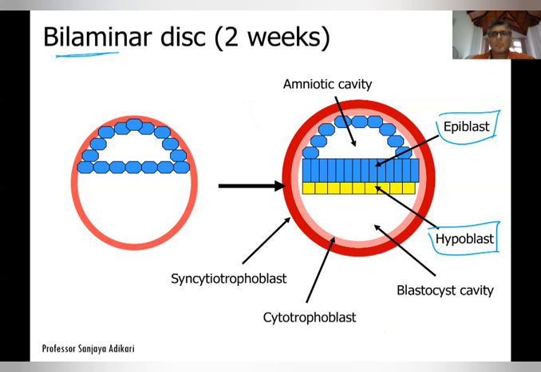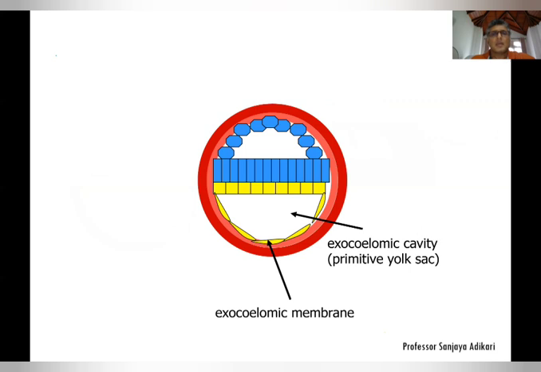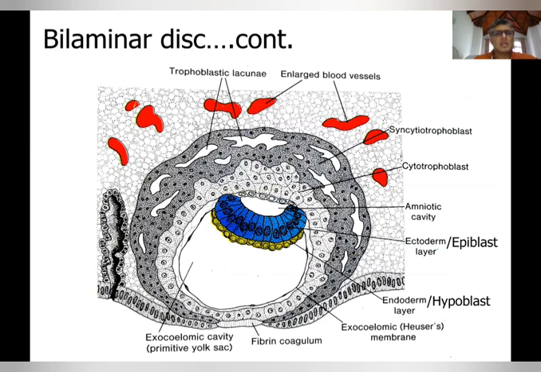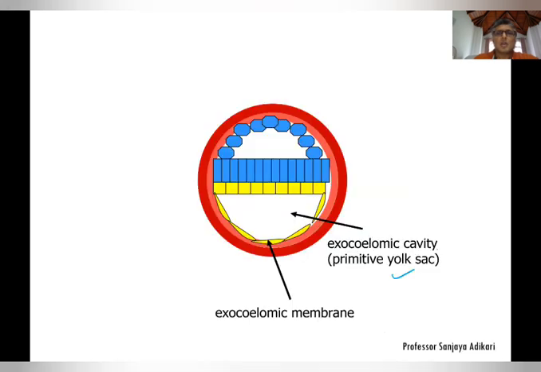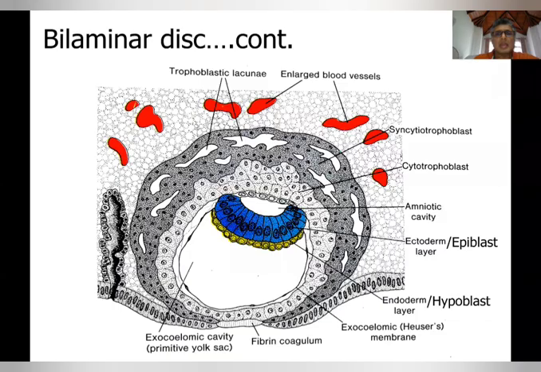Then this further develops. I don't know whether you need to remember all this. From the lower layer, another cell layer develops and a cavity is formed, which is called the exocoelomic cavity. I'll show you. This is the 2-layer stage bilaminar disc from your Langman embryology book. Compared to this one, you get a mesodermal layer developing between the placental layer, the trophoblast, and the embryo and the yolk sac inside. You get a green layer developing in between.